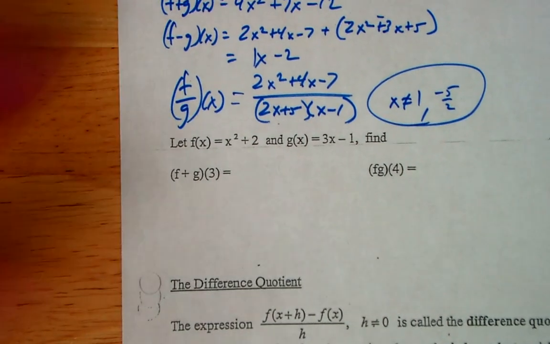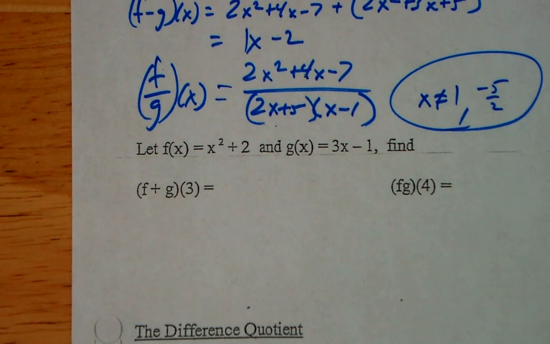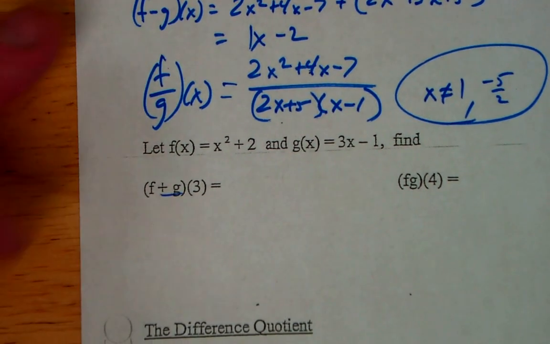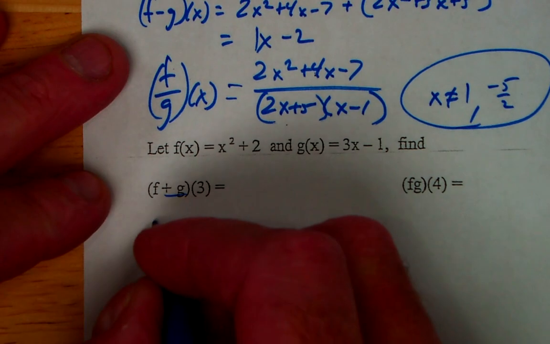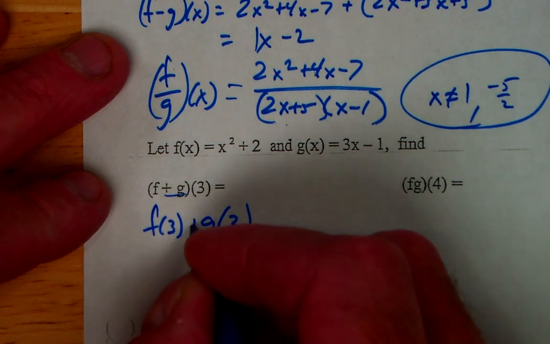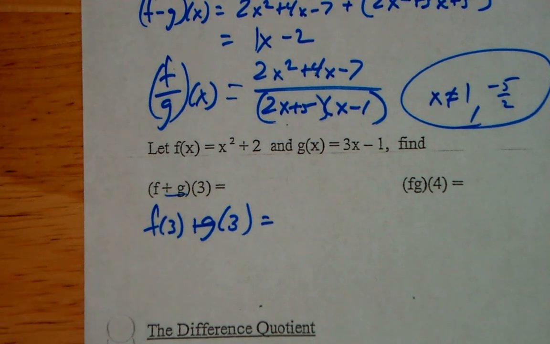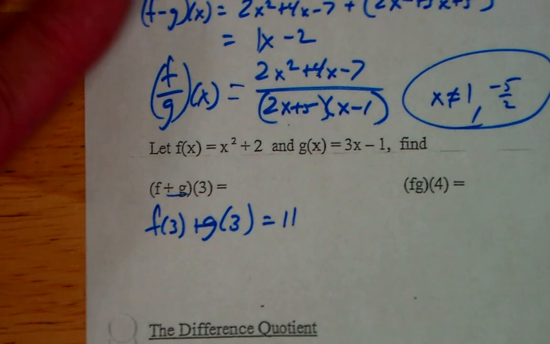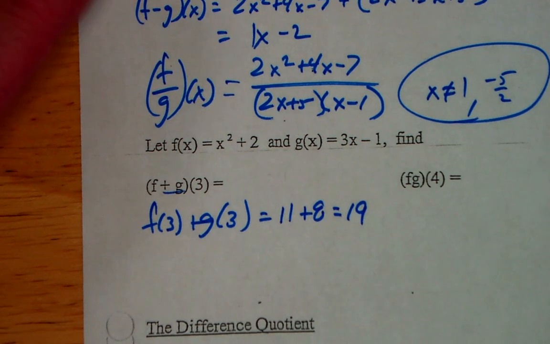Okay. Let's take a look at these one by one. Here are my two functions. Find f plus g of 3. There's two different ways you can do this. You could find f of 3 and g of 3 and add those together if you wanted. What's f of 3? Help me out. Come on. Wake up. 11. Okay, what's g of 3? 8. 11 plus 8. Last time I checked, it was 19.